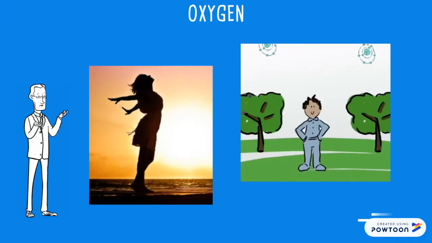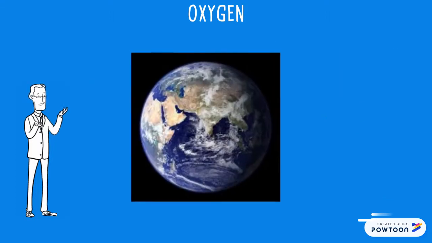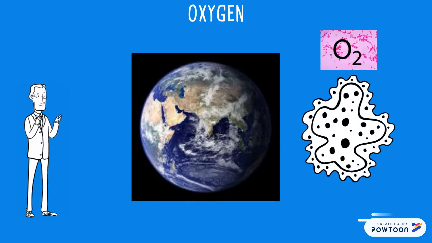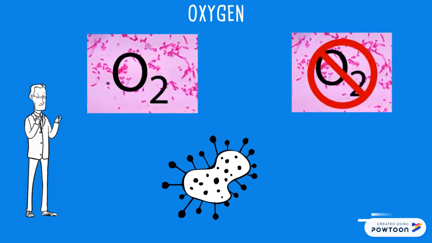Oxygen is a key factor for life. However, there are anaerobic microbes which don't require oxygen to survive. On Earth today, there are microorganisms known as aerobic microbes which need oxygen for survival, and facultative anaerobes which can survive both with or without oxygen.